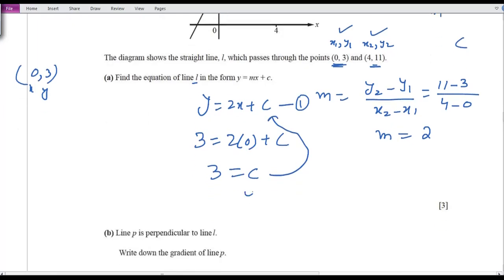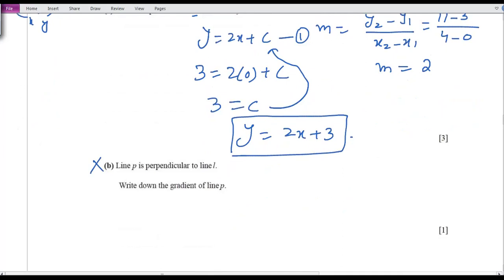So what will it become? It will become y is equal to 2x plus 3. Okay. Now for perpendicular and parallel, we will come later on. Right now, I'm just talking about the simple equation of a line. Leave the perpendicular and parallel, which we have to take in tomorrow's class. So at this time, we will just talk about the simple one.